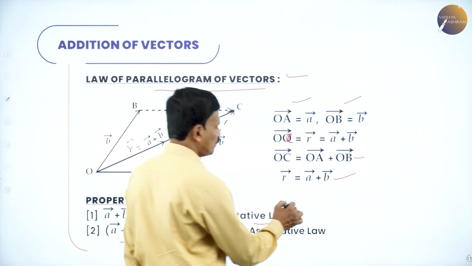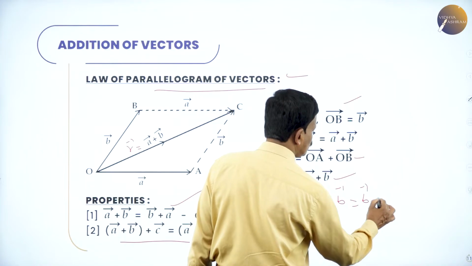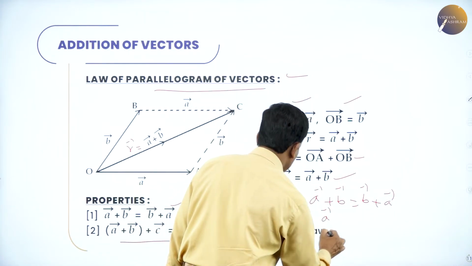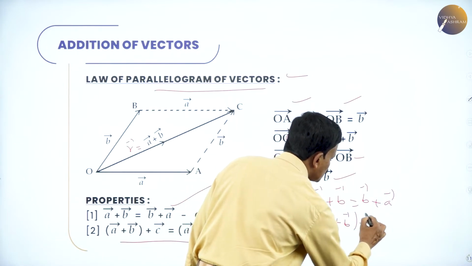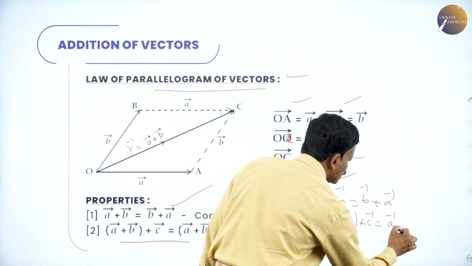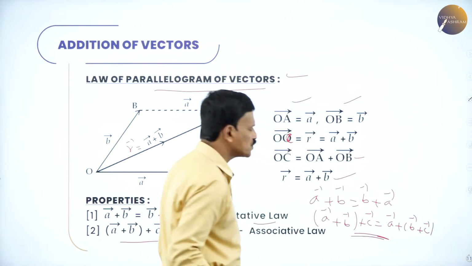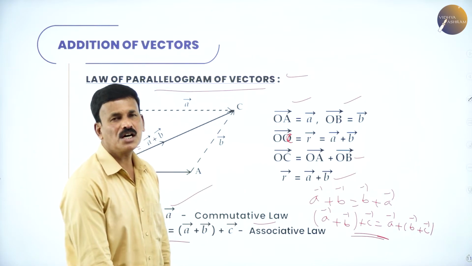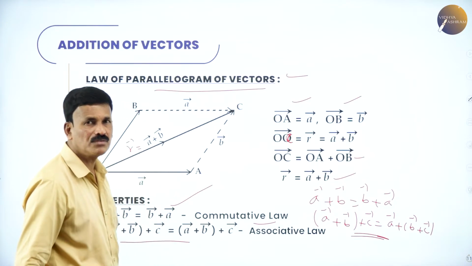So addition of vectors is commutative, that is vector A plus B is also equal to B plus A, and addition of vectors also satisfies the associative law, that is vector A plus B plus C is also equal to vector A plus B plus C. This is called the associative law and commutative law. So the associative law and commutative law hold good in case of addition of vectors.